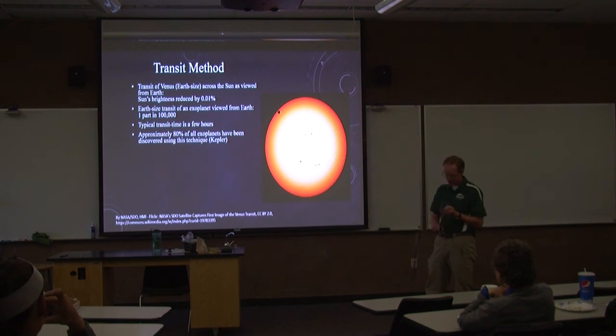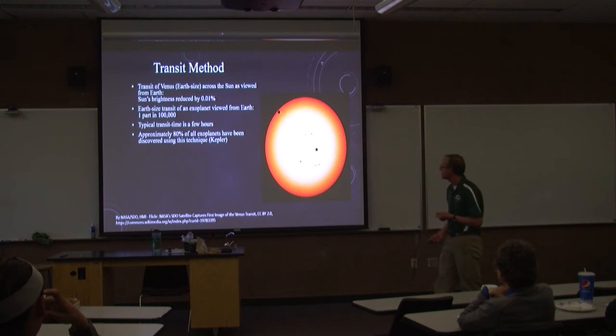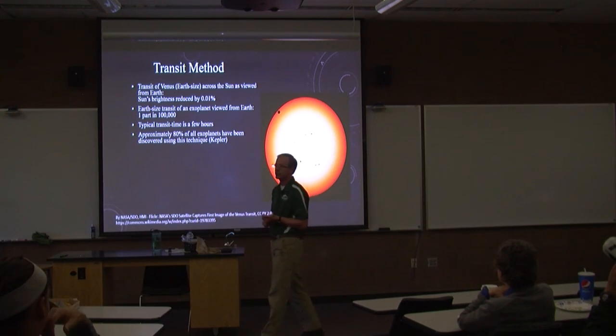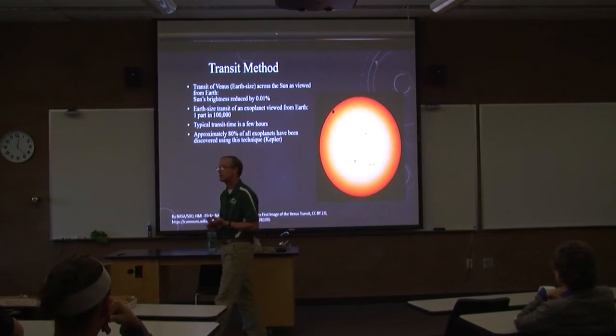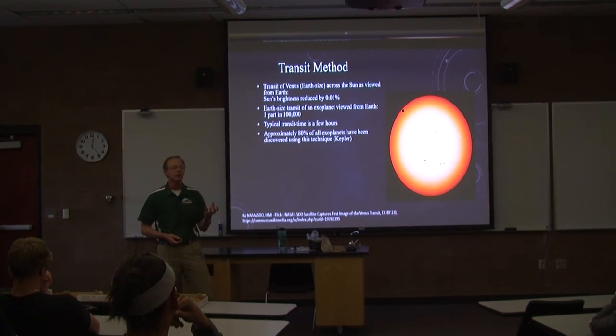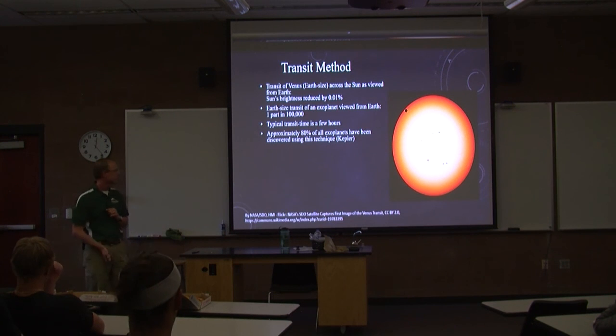A few other complications. One is that the typical transit time is on the order of a few hours, so you have to be looking at just the right time. You have to be looking before, during, and after that transit. But about 80% of all exoplanets have been discovered using this method, and almost all of these have been discovered by the Kepler Space Telescope, which was simultaneously monitoring 150,000 stars or something. Looking at Dr. Astolis back there for confirmation.